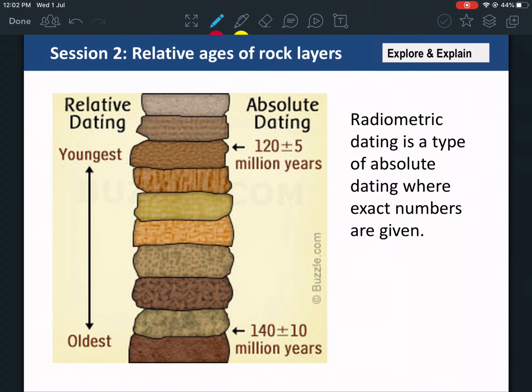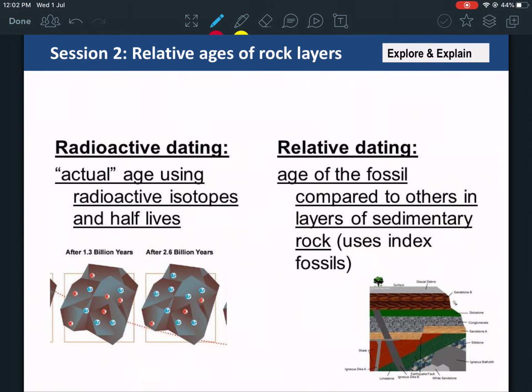Look, this is radiometric dating. They're showing you radiometric is the same as radioactive. It shows the absolute age and the exact numbers. See, this shows you radiometric is the same as radioactive.